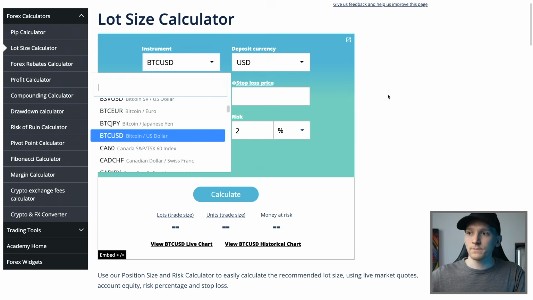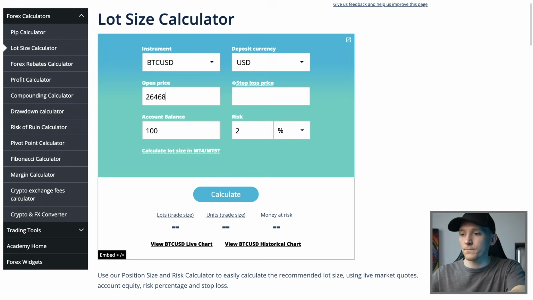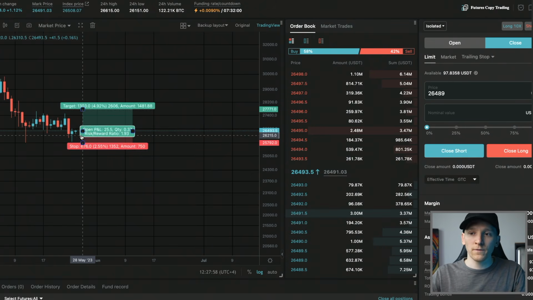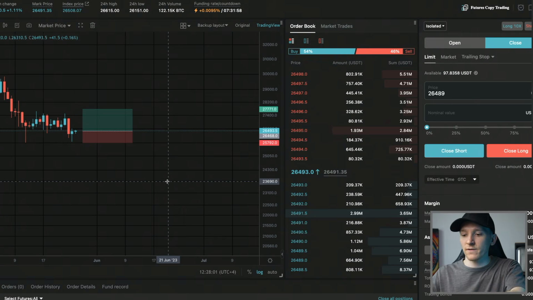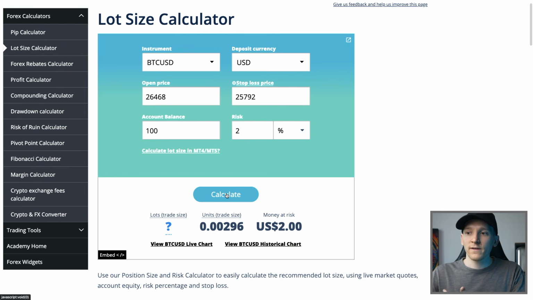So Bitcoin US dollar, and the open price right here we're going to put in. So that's 26,468. The stop price on a long position would be below our entry, so 25,792. How much of your account do you want to risk, right? So if you have 1,000 or 100 in, you want to risk a certain amount. So let's say 2%. You can also do dollars on this one. Calculate that. What this is now giving us is the size of trade that we can enter to put 2% of our account at risk.